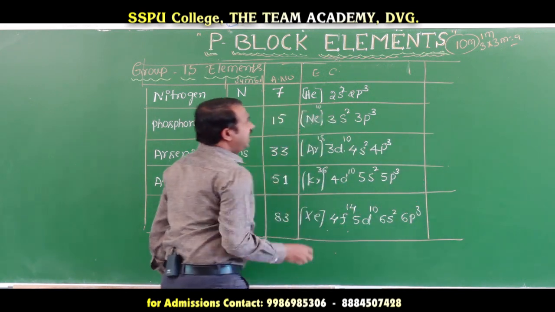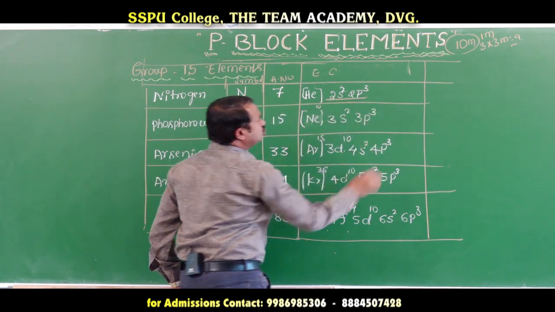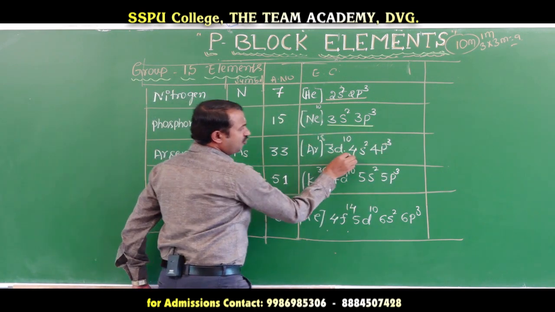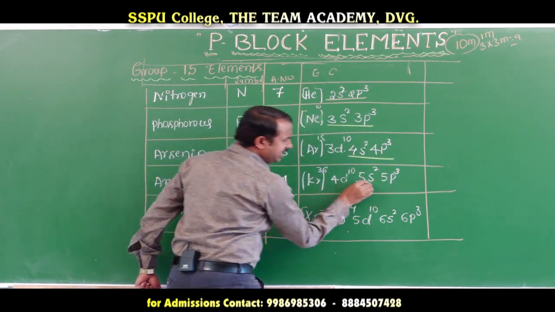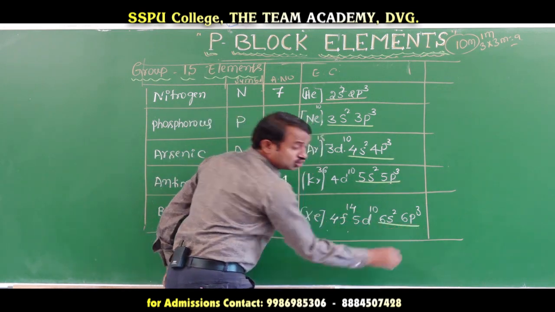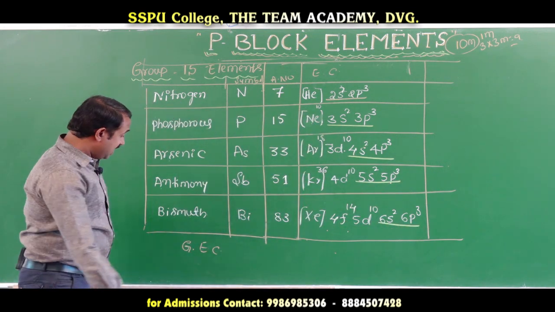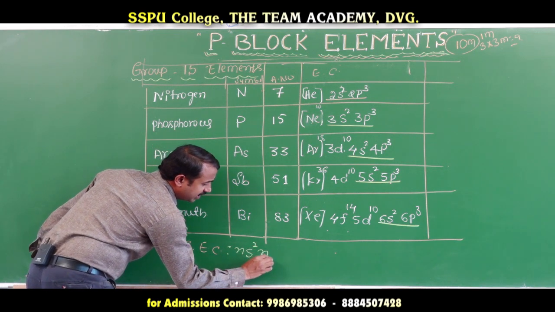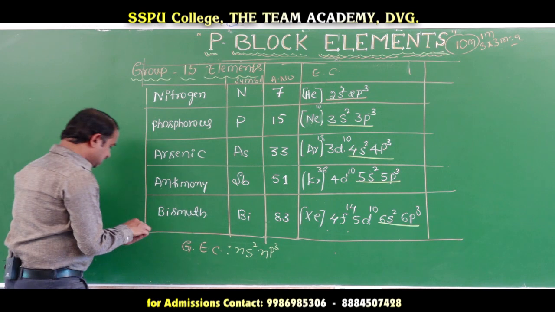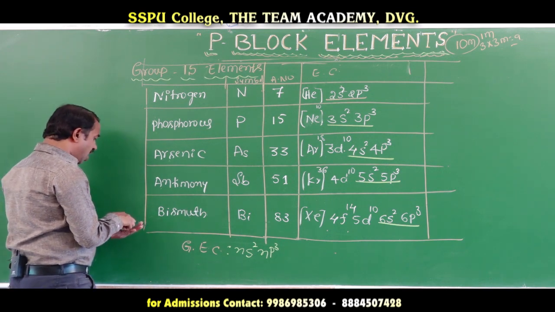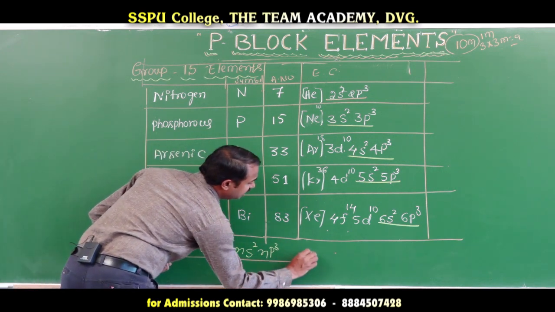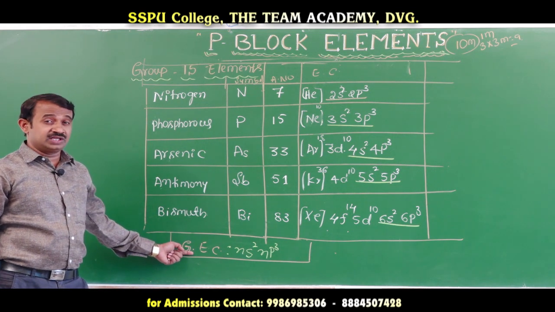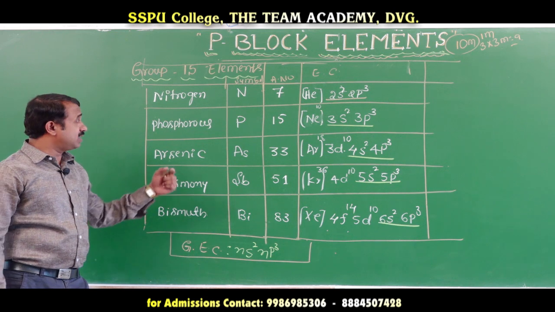The electronic configurations end in 2s2 2p3, 3s2 3p3, 4s2 4p3, 5s2 5p3, 6s2 6p3. The electronic configuration is ns2 np3. This is the general electronic configuration of group 15th elements. This is very, very important.